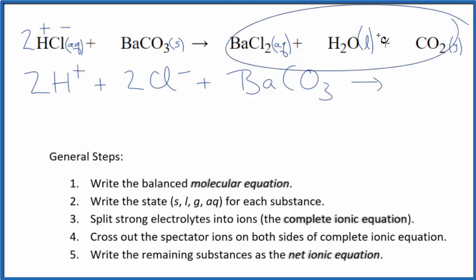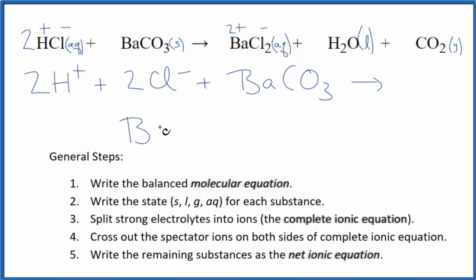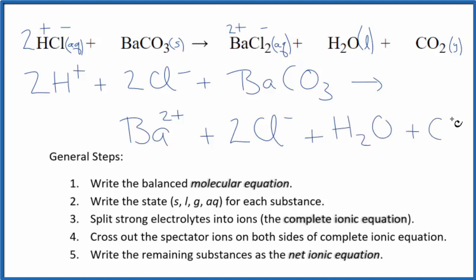For the products over here, barium, group 2 on the periodic table, is 2 plus. We said the chloride ion is 1 minus. So we have the Ba 2 plus ion, the barium ion, plus 2 of these chloride ions, 2Cl minus. We don't split liquids apart, so just H2O. And we don't split gases apart, so just CO2. So this is the complete or total ionic equation.